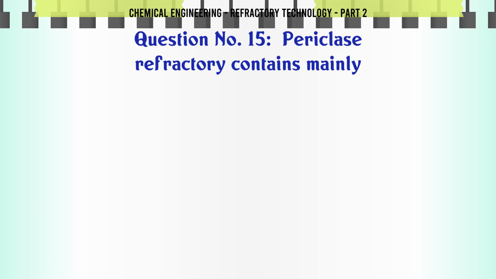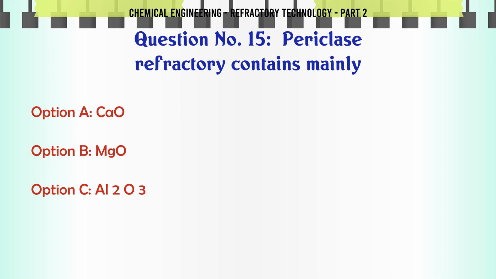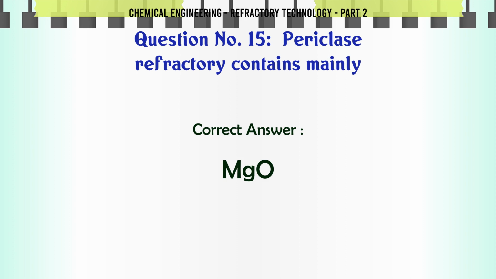Periclase refractory contains mainly A. CaO. B. MgO. C. Al2O3. D. SiO2. The correct answer is MgO.